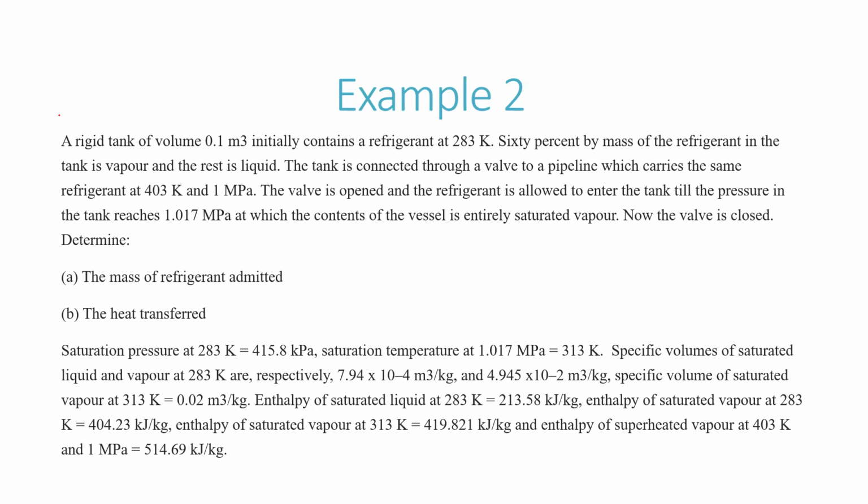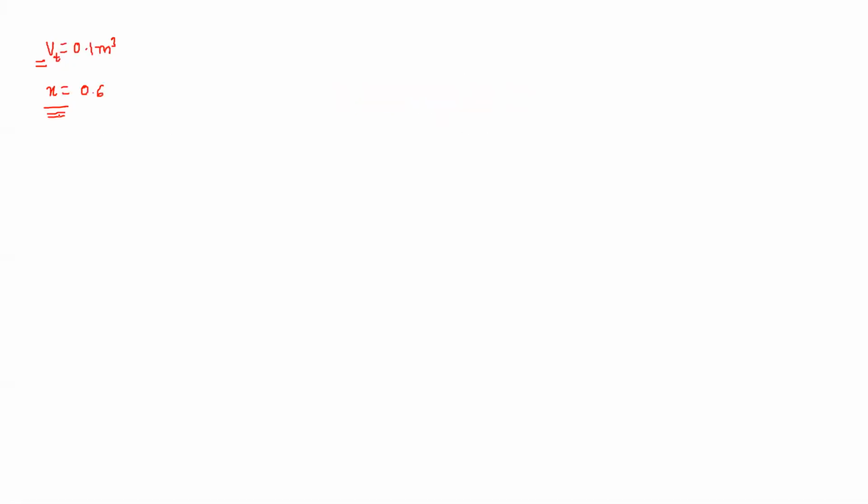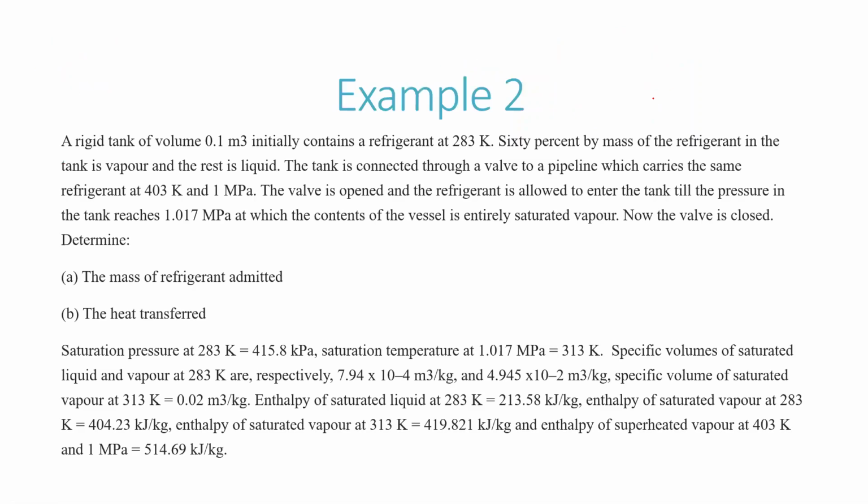All right. So the tank is connected through a valve to a pipeline which carries the same refrigerant at 403 Kelvin and 1 megapascal. So now this is the pipeline. This is the tank. The volume of the tank is 0.1 meter cube. The temperature of the tank is 283 Kelvin.